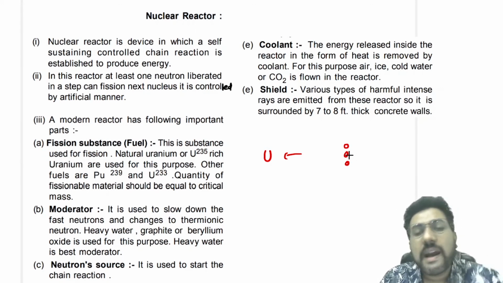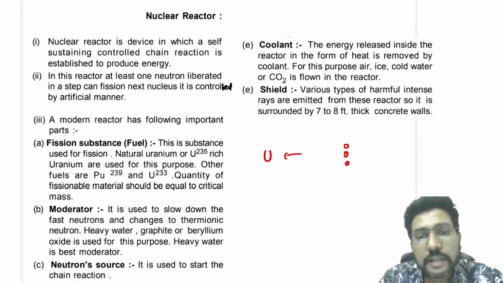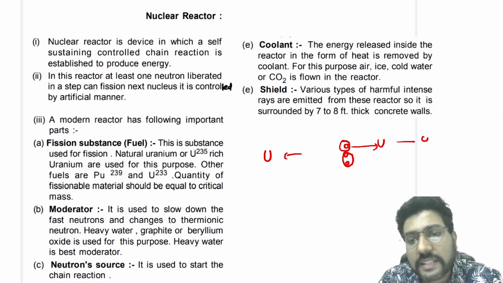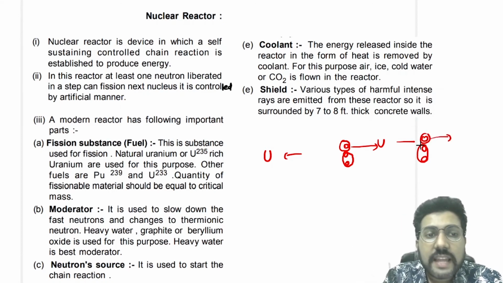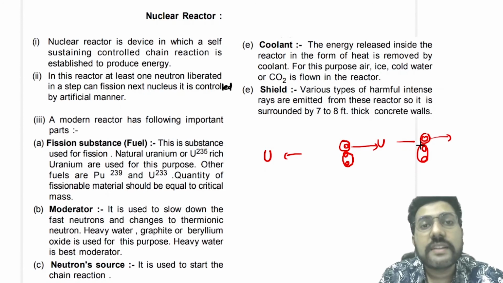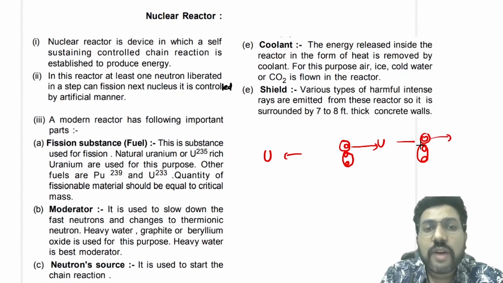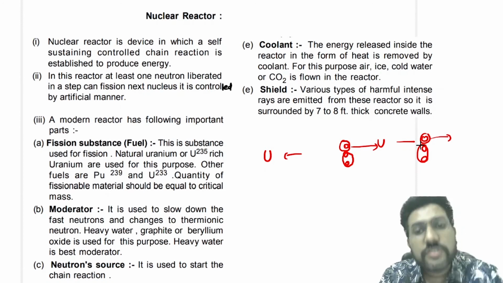But suppose somehow we control them and say that these 2 neutrons are not striking the uranium nucleus. Only this neutron is striking the uranium nucleus. In that case, only one neutron is striking the next uranium nucleus, and from here again 3 neutrons are produced, but 2 of them are absorbed, and only one neutron is again striking the next nucleus. In that case, you have controlled the reaction. So in a nuclear reactor, you artificially control this chain reaction.